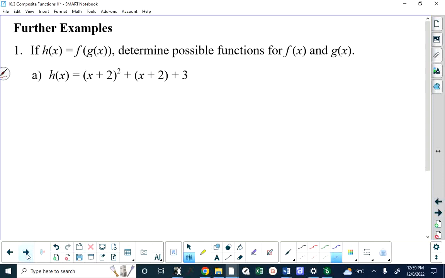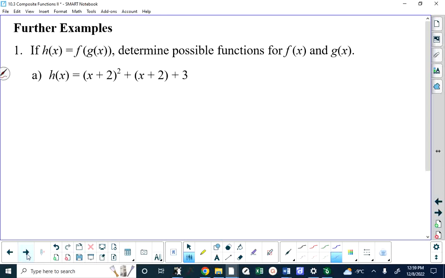First example, though, and I have to go through this because I saw a problem like this on a diploma exam a number of years ago, and it really stumped the province. It gives you a function here, h of x equals (x plus 2) squared plus x plus 2 plus 3, and it says if h of x is f of g of x, then what's f of x and g of x?